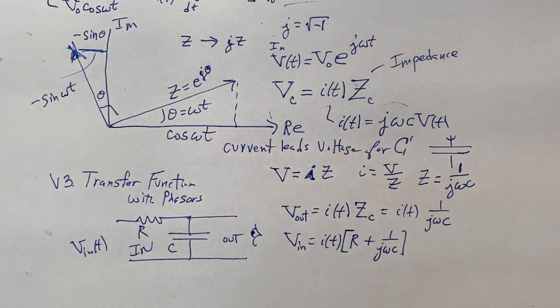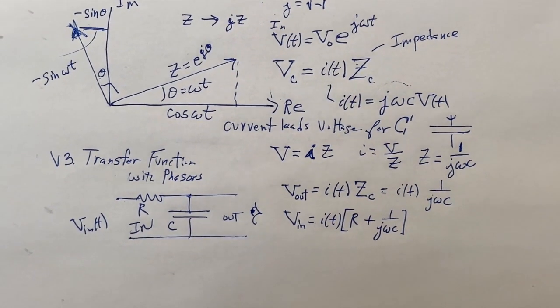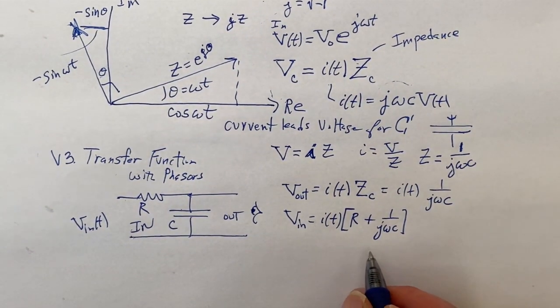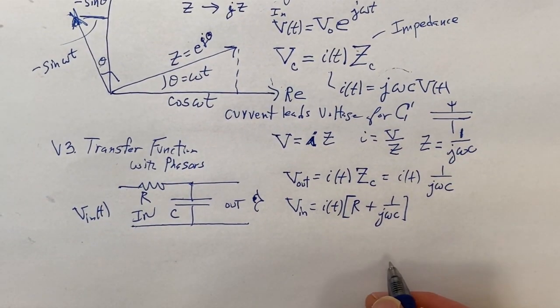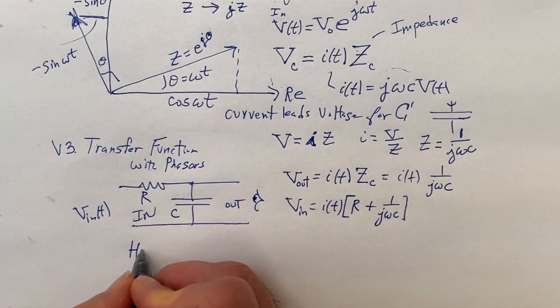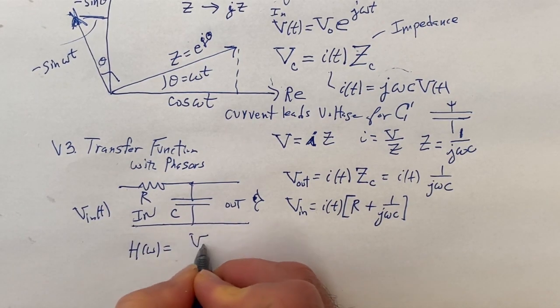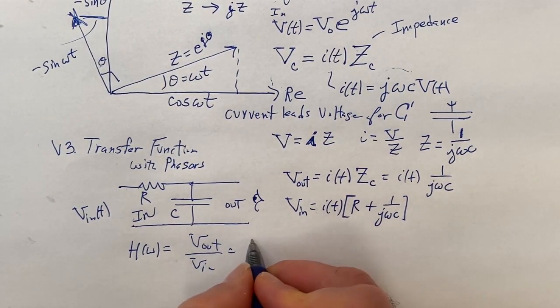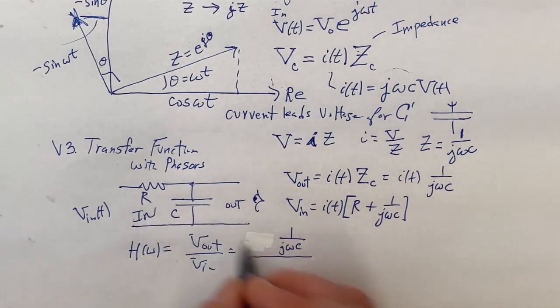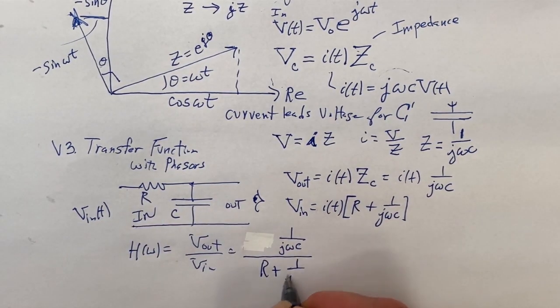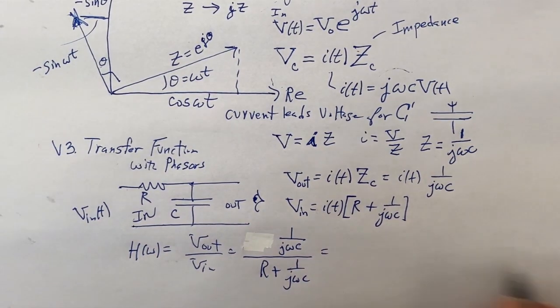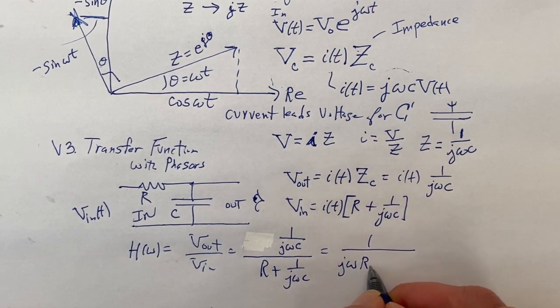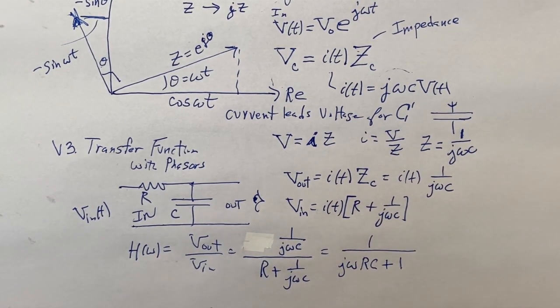And then there's one for the inductor, the three basic components. But here we just have the resistor and the capacitor. So if you want to look at the transfer, let's say some H of omega, you want the out over the in. The out, the currents cancel, so we just want this. The in is going to have both: R plus 1 over j omega C. Now let's clean up a little bit. Multiply by j omega C. I get j omega RC plus 1.